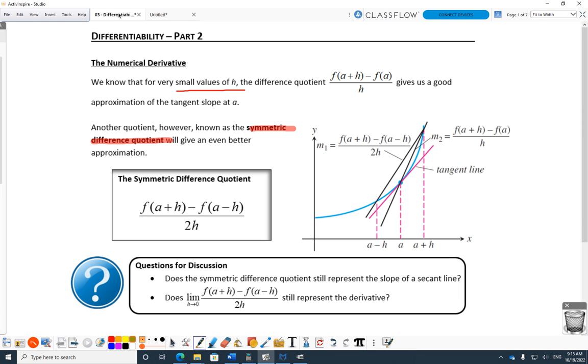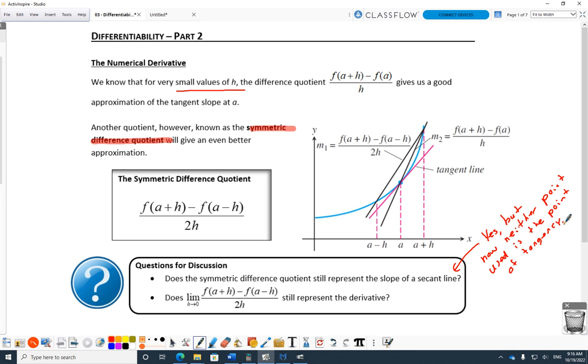Question for discussion. Does the symmetric difference quotient still represent the slope of the secant? And I want to over-explain that. Yes, but now neither point used is the point of tangency. So we're not using the tangent point in there. We're using 2 points nearby, one a little left and one a little right. So yes, it still is a secant slope.